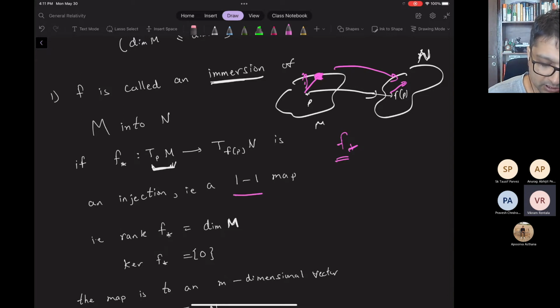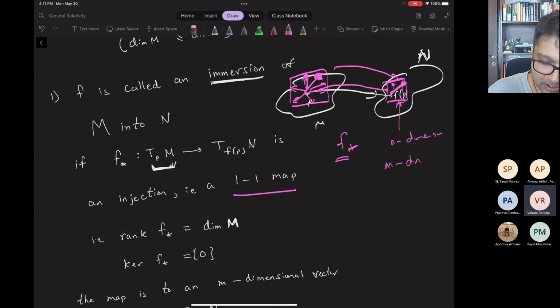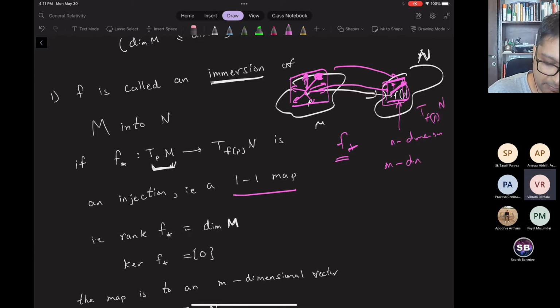It's a one-to-one map. Another way of saying it is, if I take this vector space, since each vector is mapping to a unique vector here, this vector space will map to a vector space here. But this vector space that I map to will be, instead of an n-dimensional vector space, exactly m-dimensional. n dimensions is the full dimension of the vector space here, this is T_{f(p)} of N, but you're mapping to an m-dimensional subspace of that.